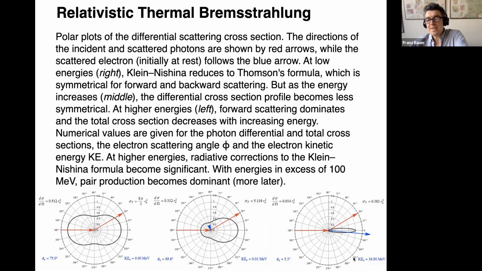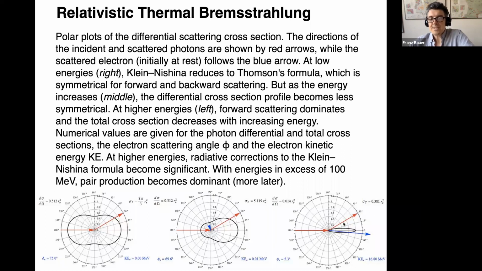And then we have an extreme case where the energies are almost ultra relativistic. And there you can see immense forward scattering. And also the blue is the recoil from this electron, right? So you end up having a strong recoil, which is shown in blue here.